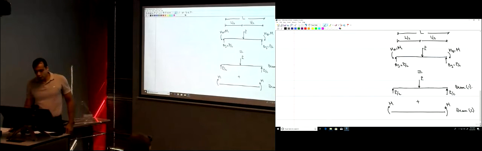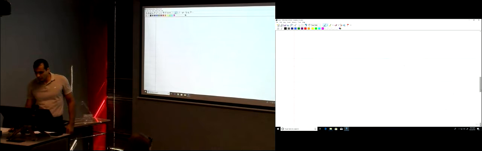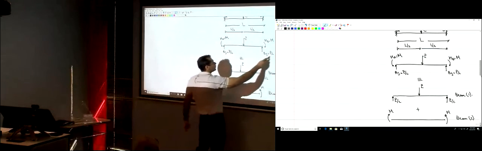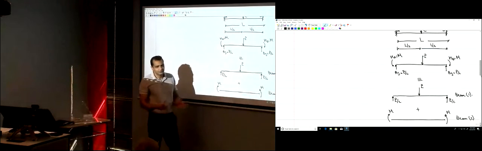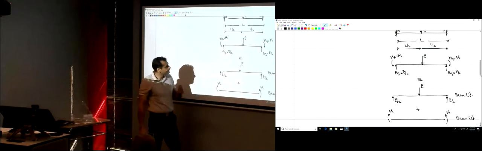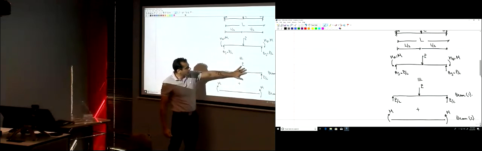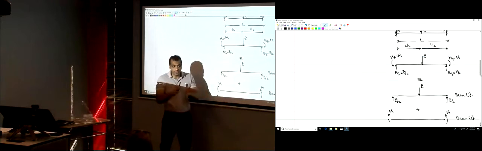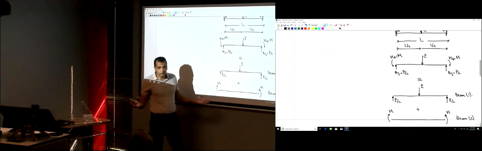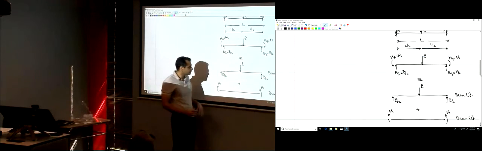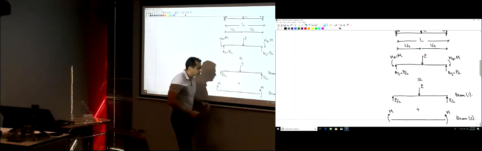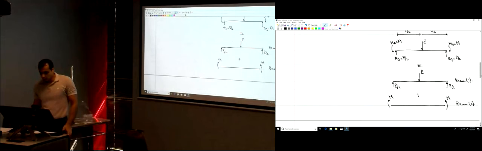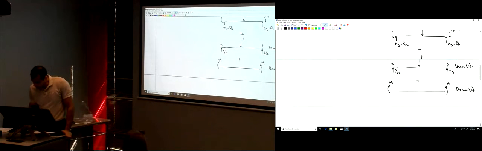Now, I would like to draw the bending moment diagram for this beam. How to draw the bending moment diagram for this beam? The moment at the critical points, right? Or I can draw the bending moment diagram for this beam and draw the bending moment diagram for this beam and add them together. That's the method of superposition. So that's what I'm going to do now. I'm going to draw the bending moment diagram for beam 1 and for beam 2 and add them together. This is point A, B, C.